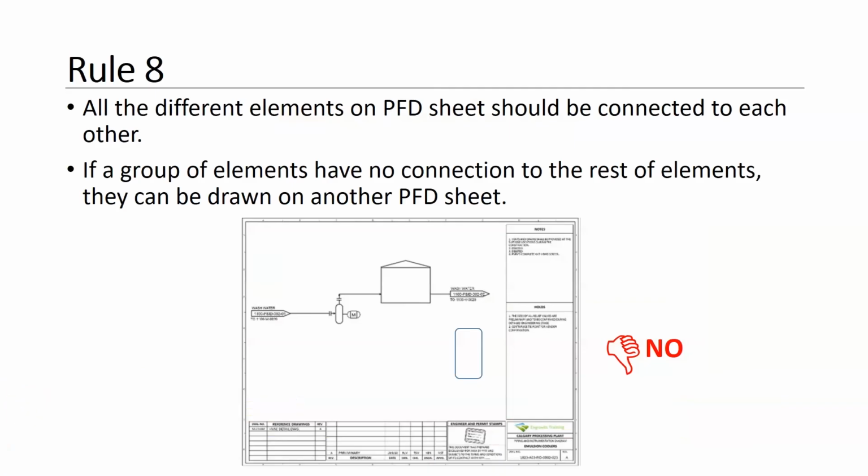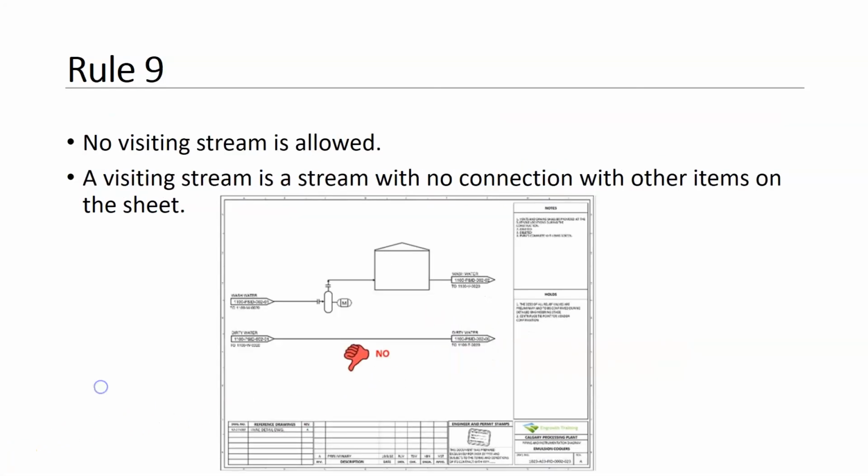Rule number 8. All the different elements on a PFD sheet should be connected to each other. So if you have one piece of equipment or a group of elements with no connection to the rest of the process, then avoid putting them on your PFD sheet. Maybe they should be on a different PFD sheet, but not on that one. In this good example that you can see, there is one piece of equipment, for example the column, which is not connected to the rest of the process. It simply shouldn't be there.